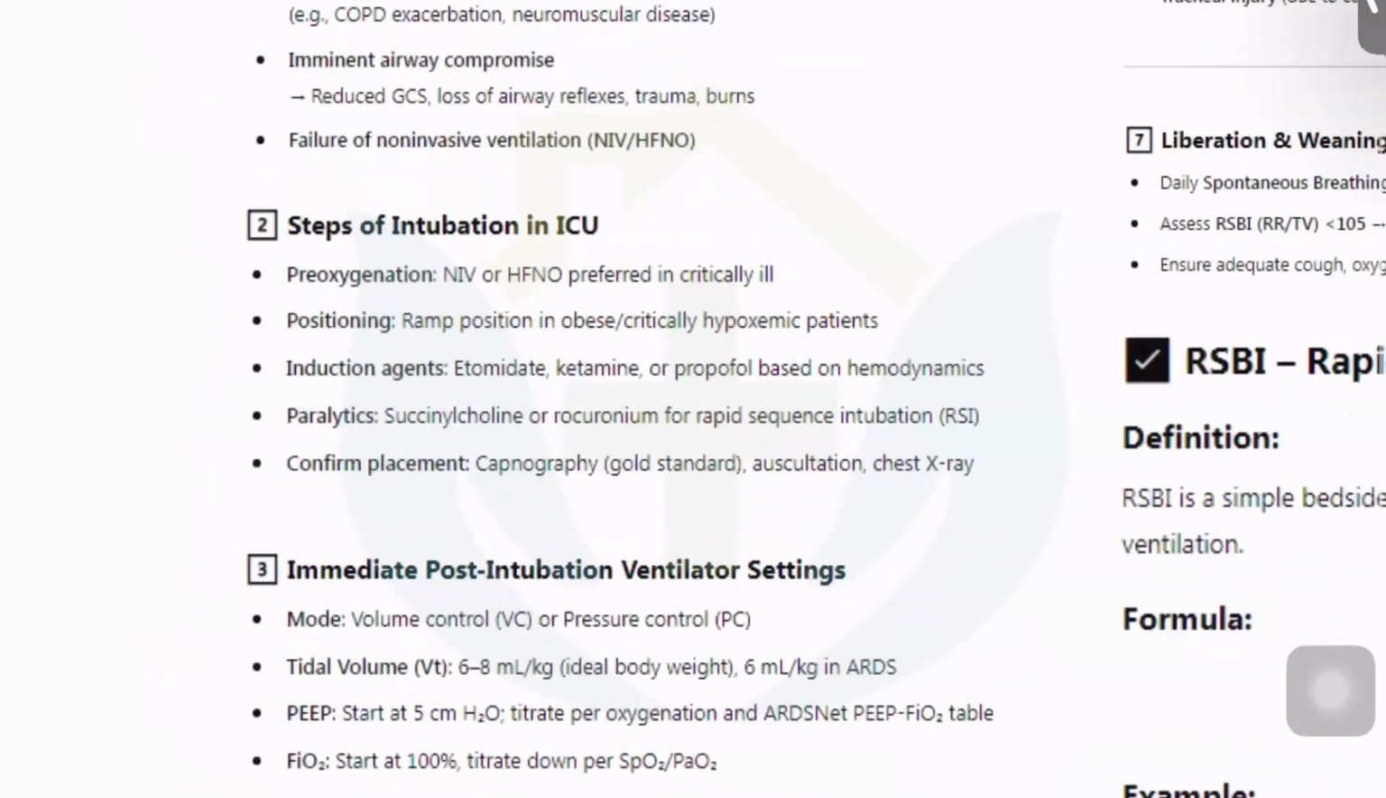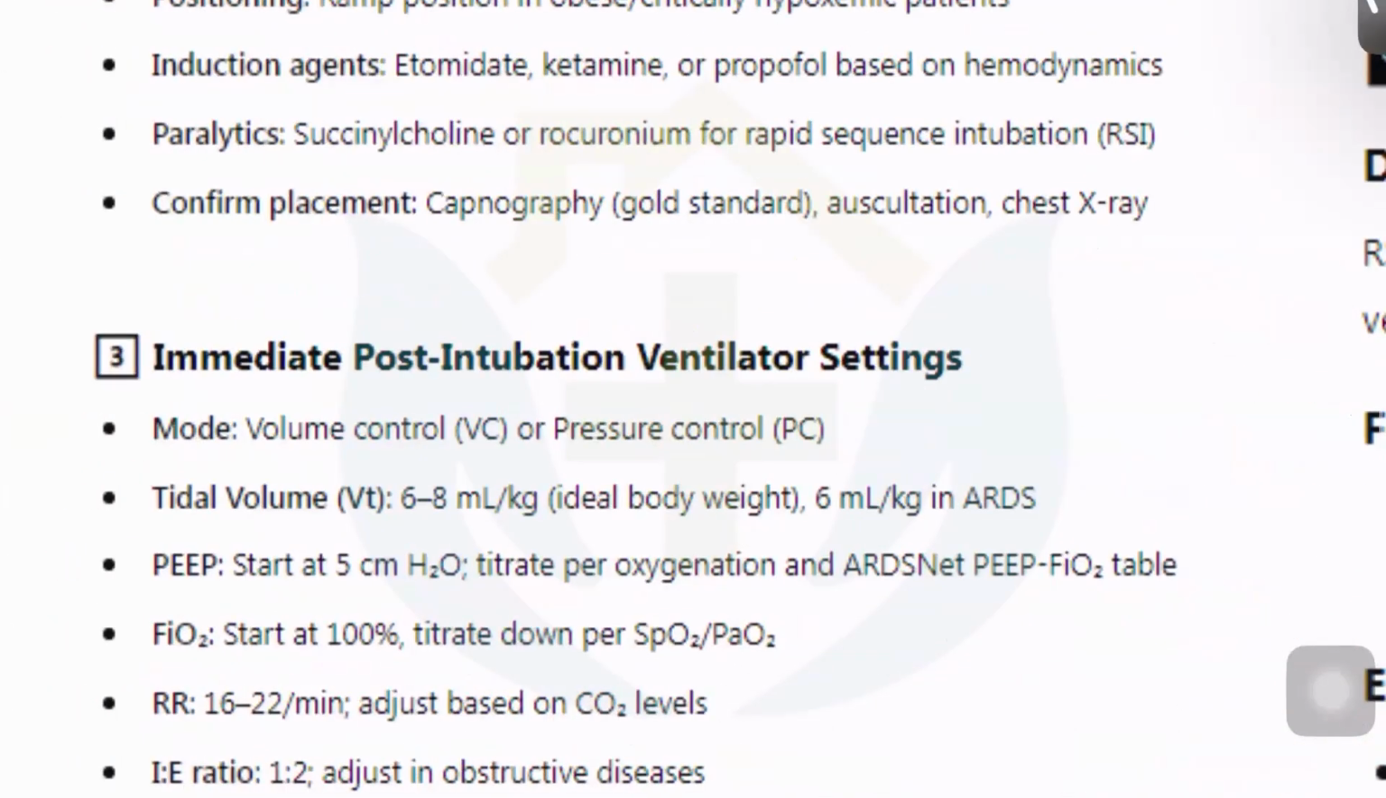Immediate post-intubation ventilatory settings: preferably volume control or pressure control. Tidal volume to set at 6 to 8 ml per kg, not 6 ml as in ARDS. PEEP to be started at 5 centimeters, titrate as per oxygenation, using the ARDSNet PEEP FiO2 table. FiO2 start at 100, titrate as per the SpO2 or PaO2. Respiratory rate initially 16 to 22, base it on CO2.